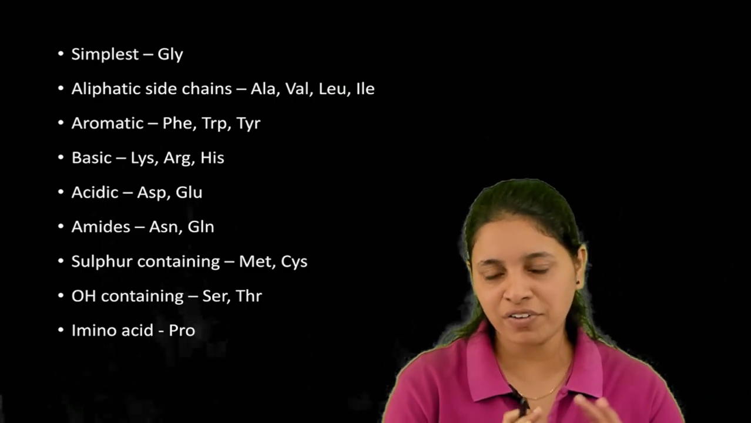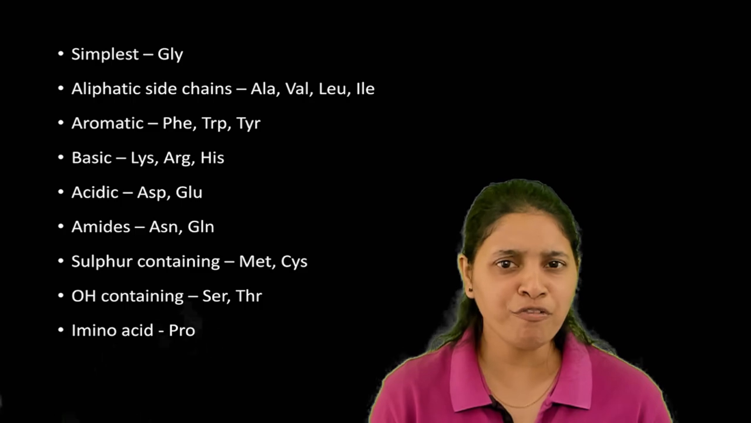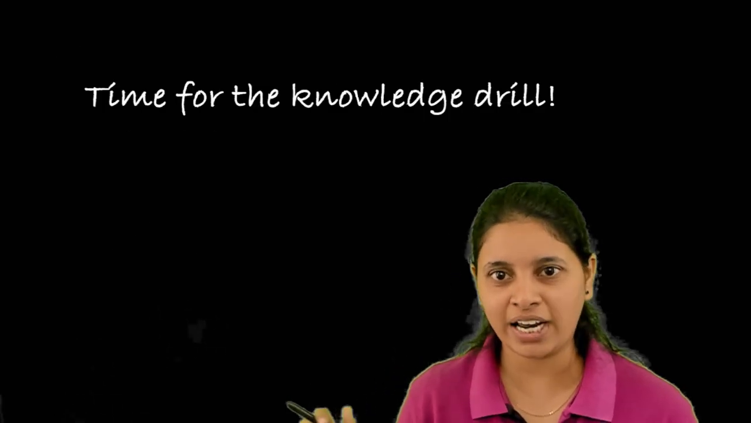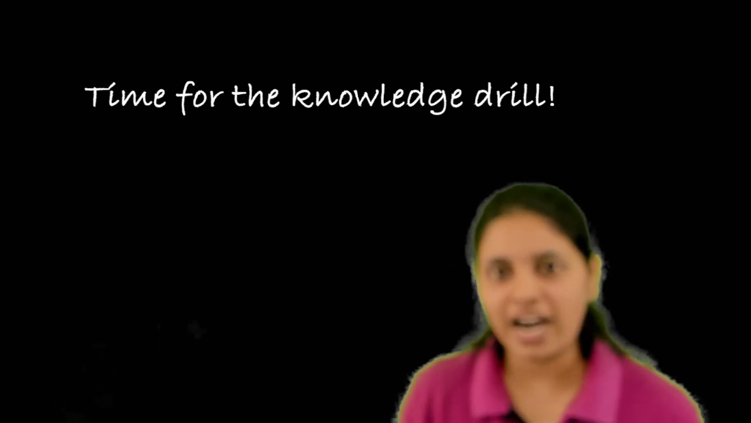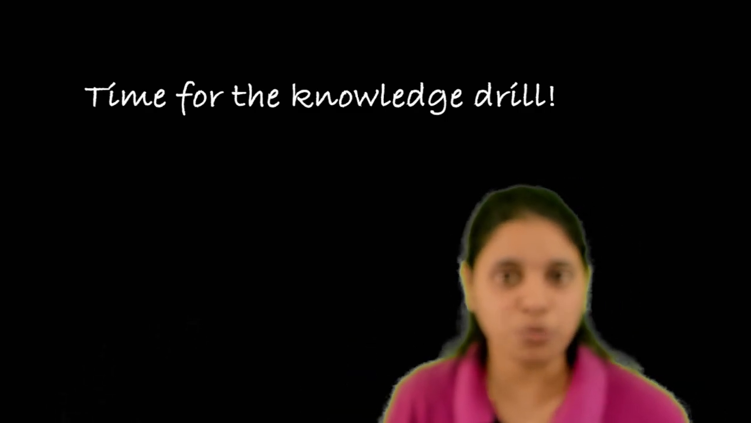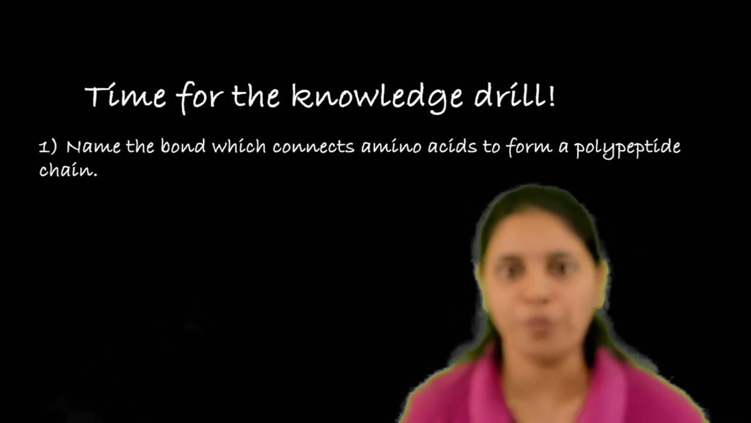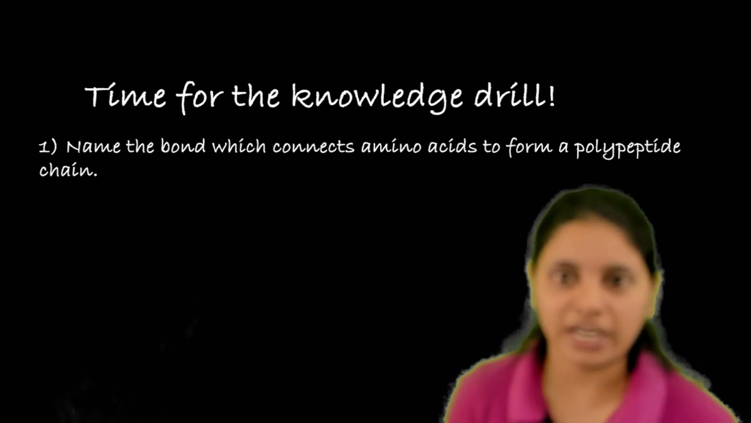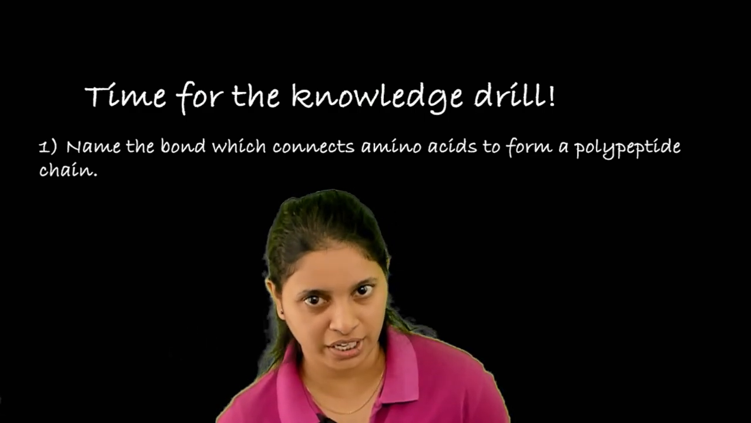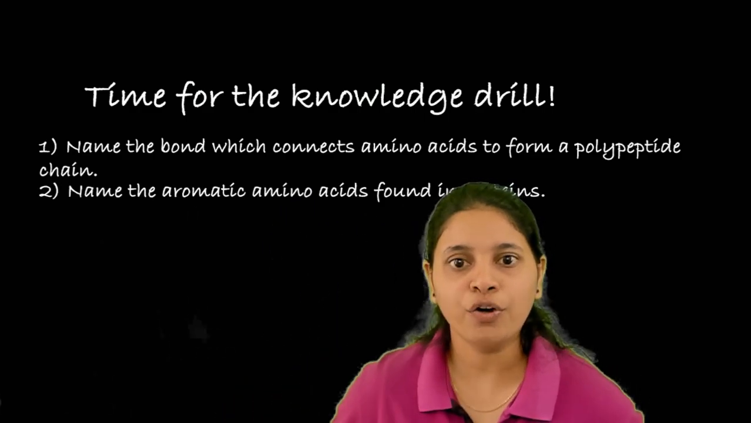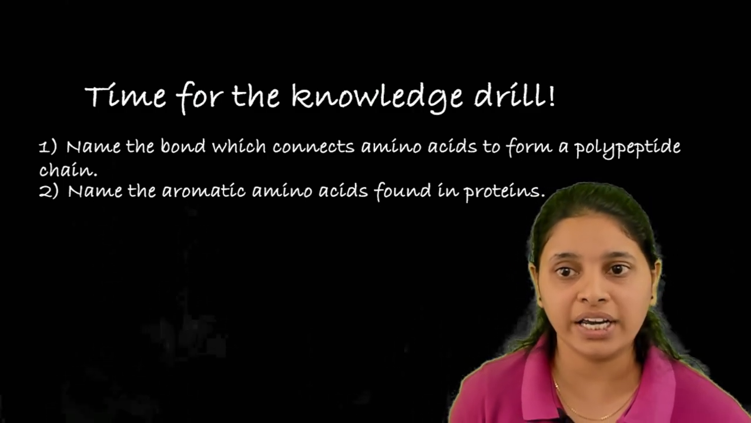Now, as we have completed the basics about proteins and amino acids, I have a few questions for you. Okay, so it's time for the knowledge drill. I will give you two questions and you have to tell me the answers in the comment section. The first question for you. Name the bond which connects the amino acids to form a polypeptide chain. And second, you have to tell me the names of aromatic amino acids found in proteins.